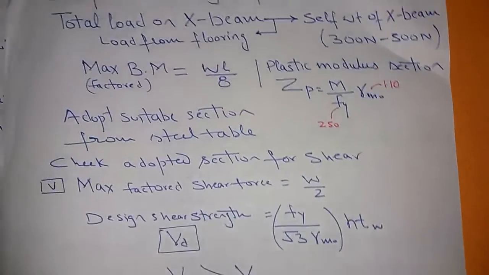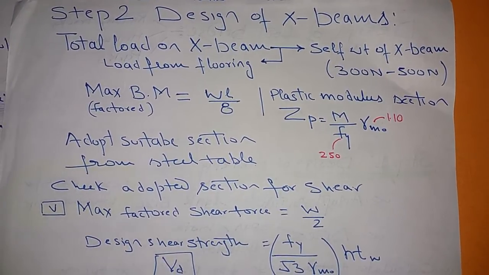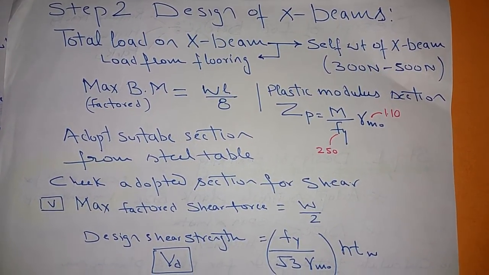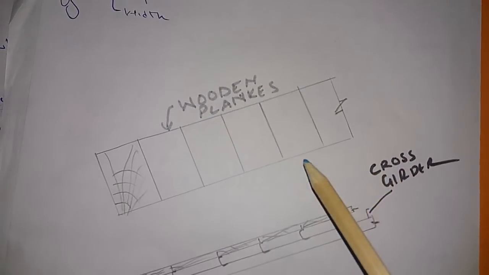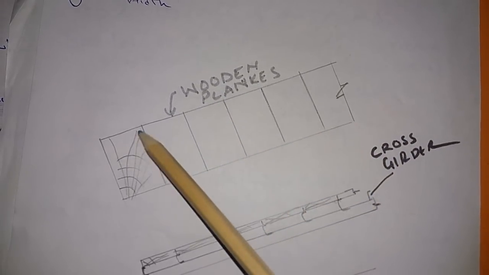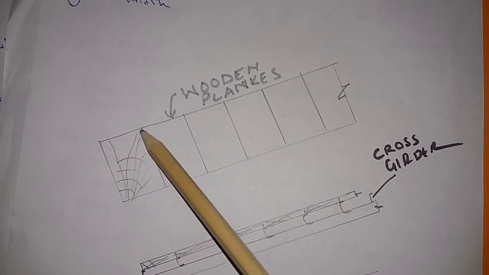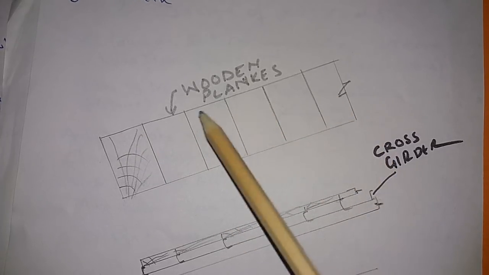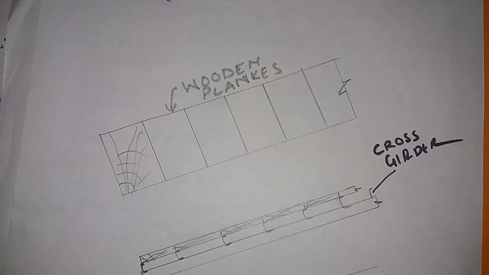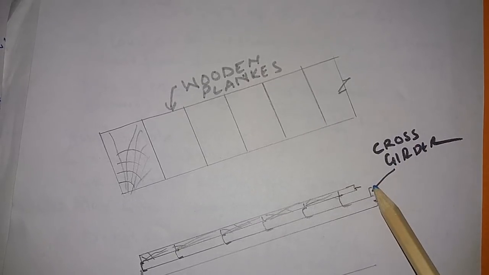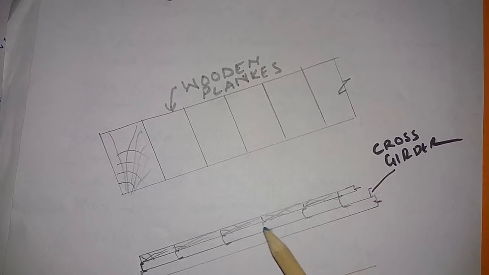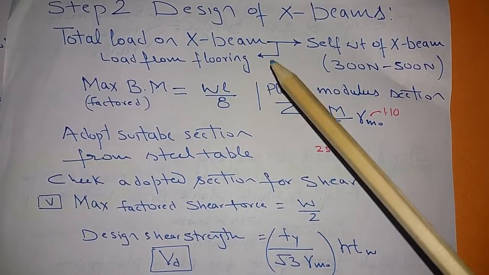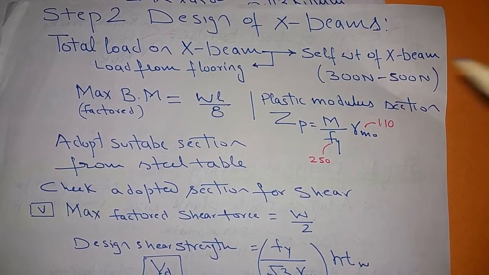So now step number 2. In step number 2, you have to go for the design of a cross beam. When I say cross beam, we have designed these planks. The load will come on these planks. These planks will transfer the same load to the cross girder. These are the cross girders, right? So now the second step is how to design the cross girder or cross beams.